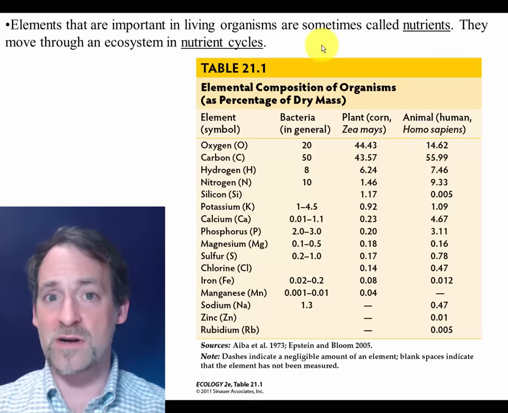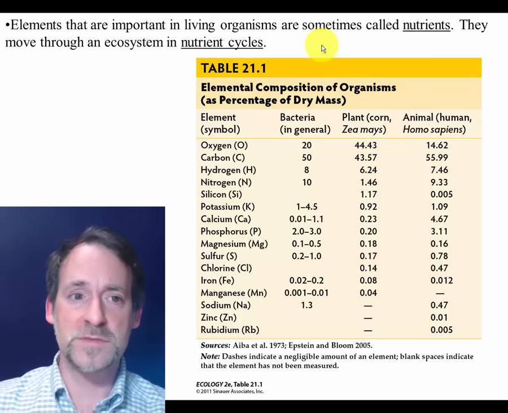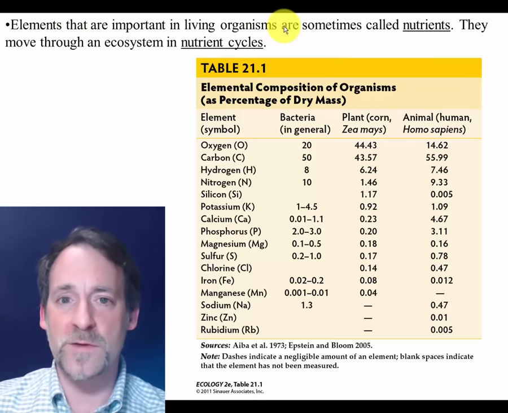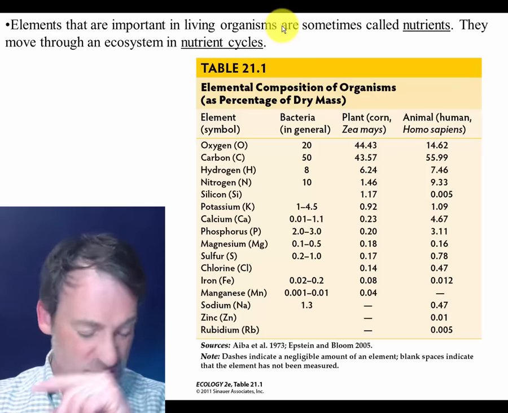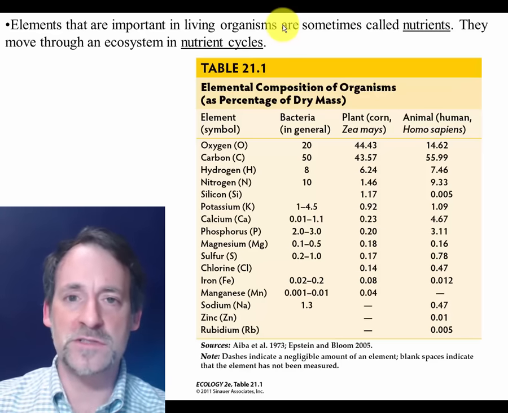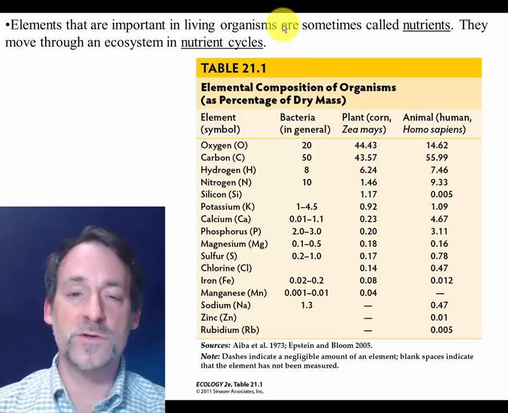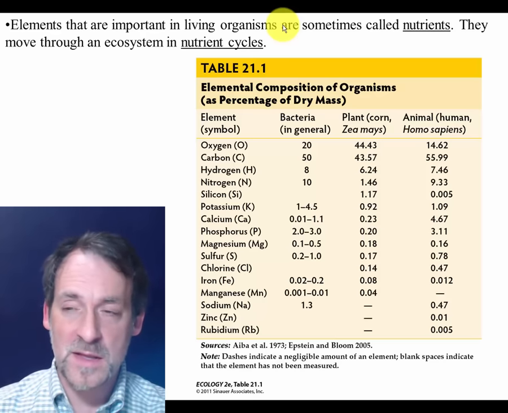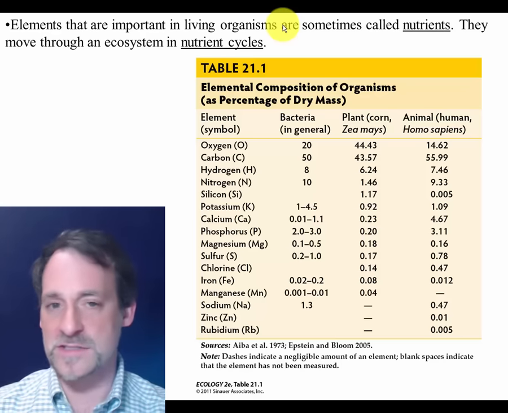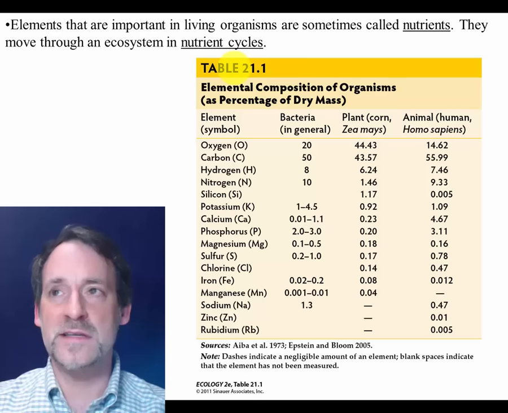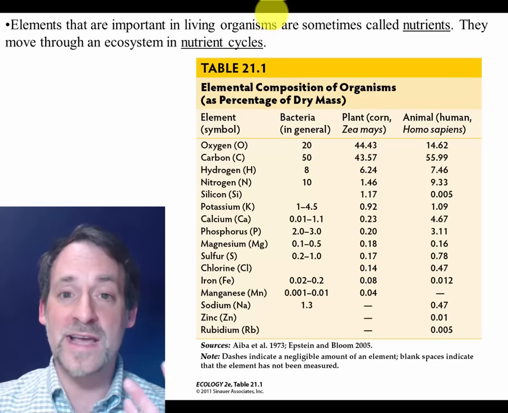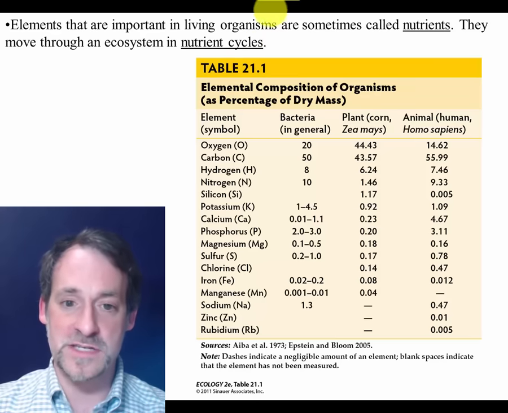Which elements are important in ecosystems? There are a few of them that you should particularly focus on. And there's a funny term here that you should know. The elements that are important in living organisms are generally, or at least often, referred to as nutrients. You may think of nutrients as things like vitamin B1 and riboflavin and stuff like that, but in the ecosystem context, nutrients are an element that organisms need.